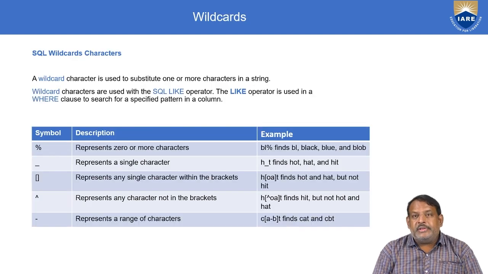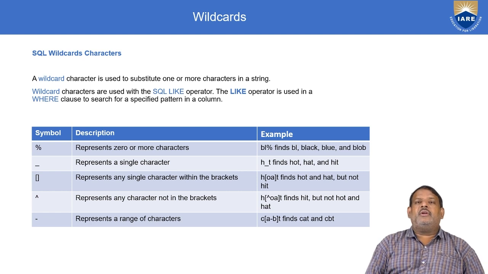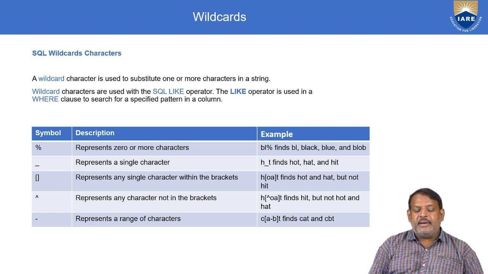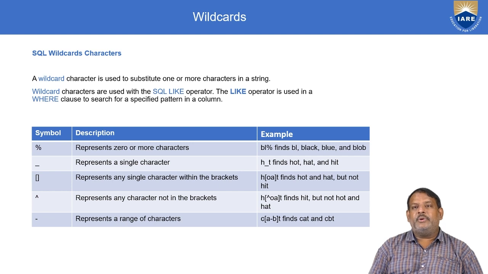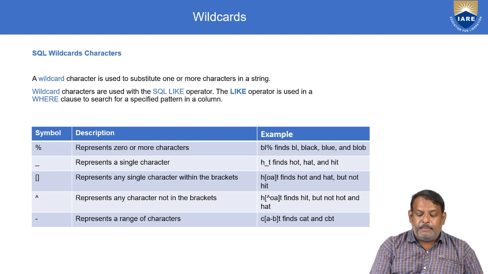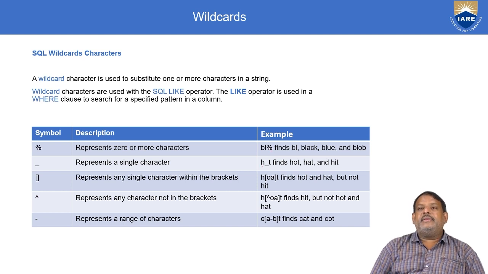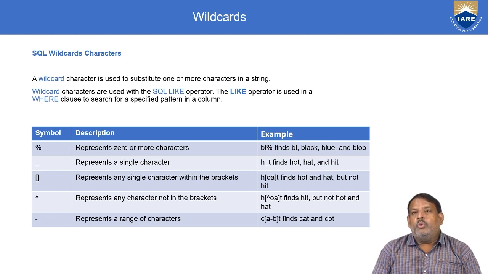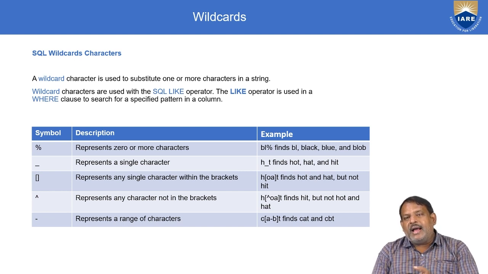So we'll see the wildcard search. A wildcard character is used to substitute one or more characters in a string. Wildcard characters are used with the SQL LIKE operator. The LIKE operator is used in a WHERE clause for searching a specified pattern in a string. Percent represents zero, one or more characters. For example, BL percent could be black, blue, blob, blog, anything that starts with BL and after that can be anything.